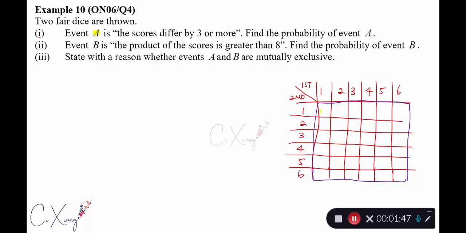As an example, if I refer to this cell, you have the score 1 minus 1. 1 minus 1, you get 0. Therefore, it does not belong to event A. The same thing happens for the next cell. If you take 2 minus 1, you get 1, which is also less than 3. So this does not belong to event A either.